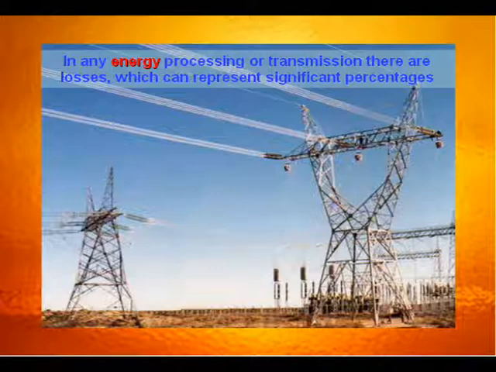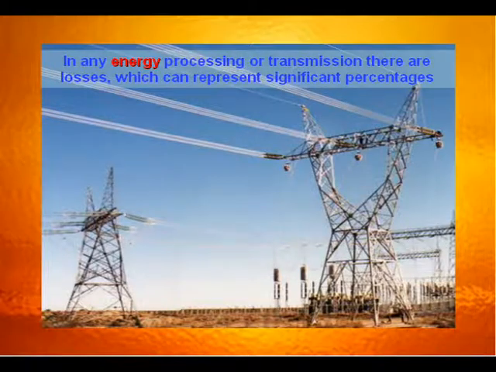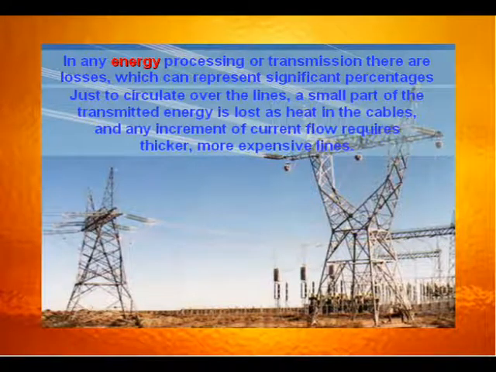In the example of the elevation of water, we didn't want to consider the losses, to focus our attention on the essential concepts only. But in any energy processing or transmission, there are losses which can represent significant percentages. Just to circulate over the lines, a small part of the transmitted energy is lost as heat in the cables, because they always present some small resistance to the current.